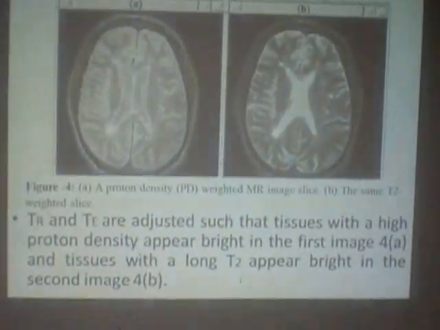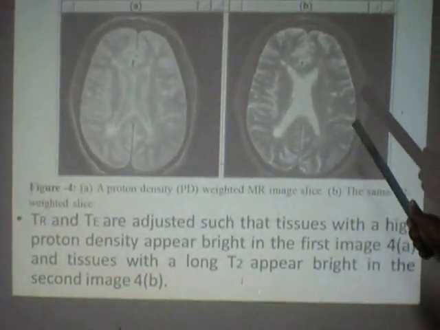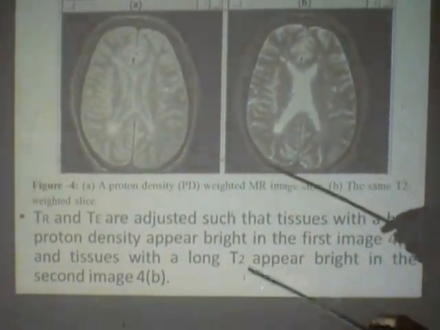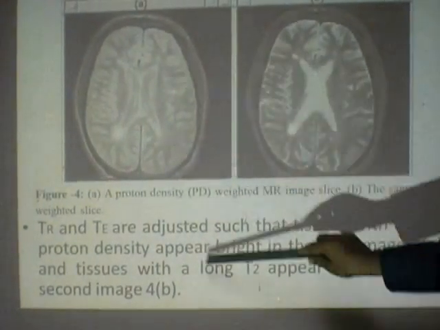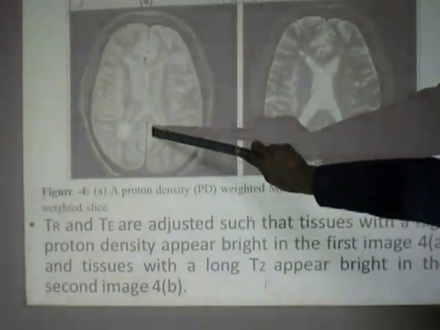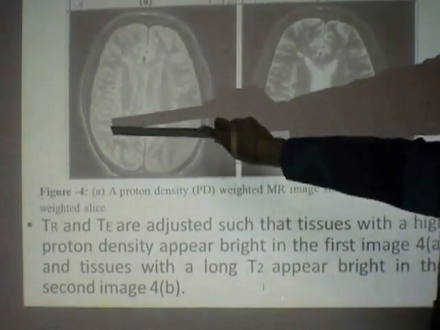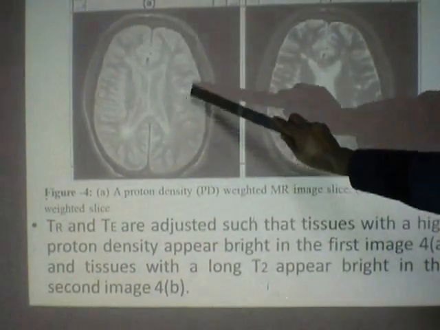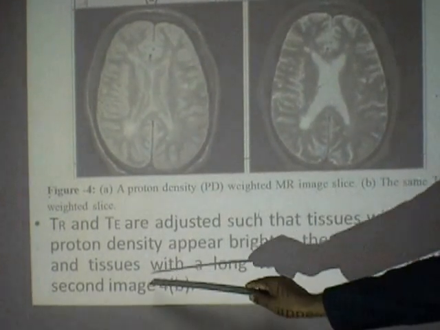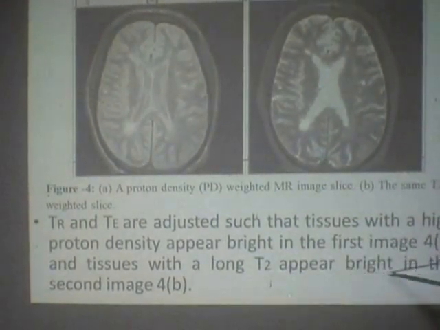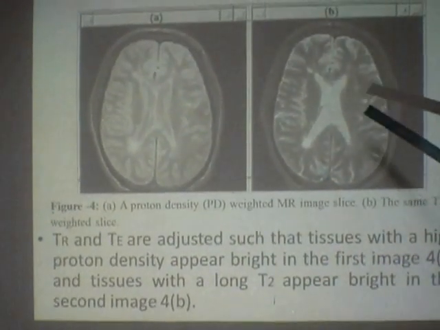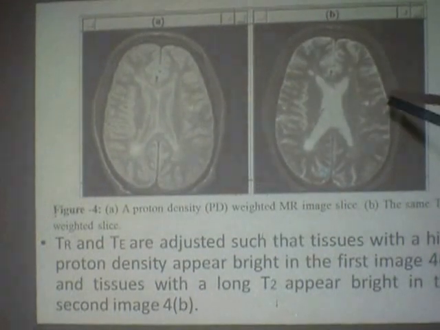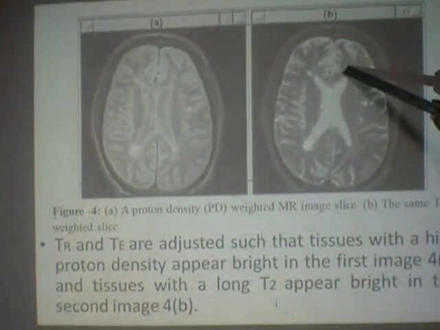So this is an example brain image, where TR and TE are adjusted such that the tissues with high proton density appear bright in the first image, where the high proton density will appear in high intensity. Then the tissues with a long T2 appear bright in the second image. This is the concept of MRI, the proton density weighted image and the T2 weighted slice image.